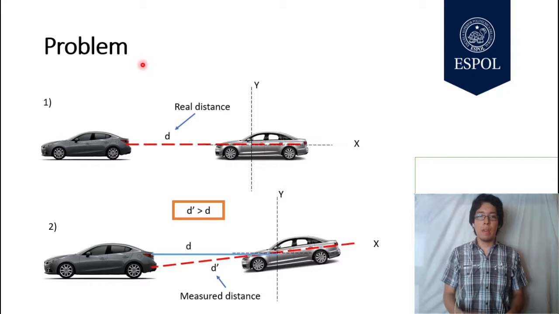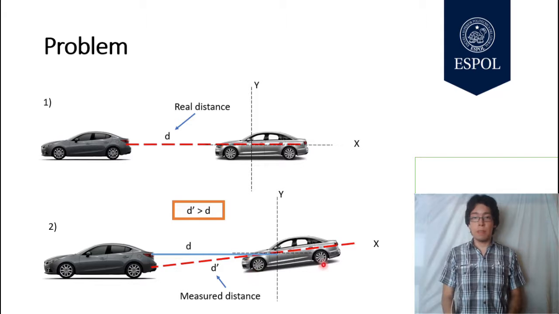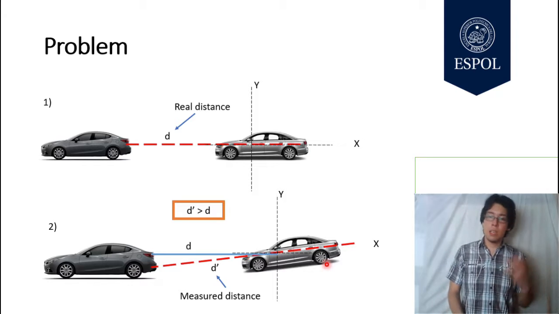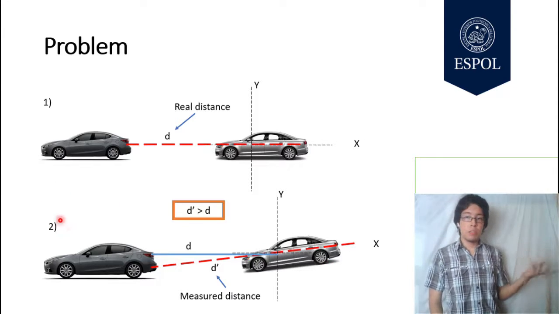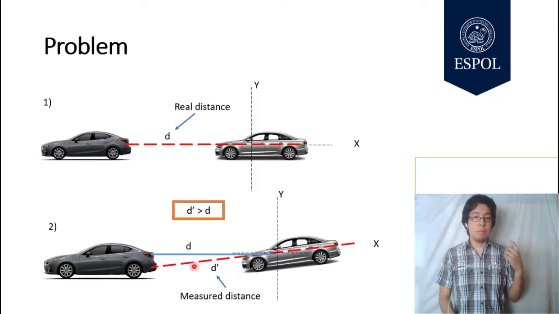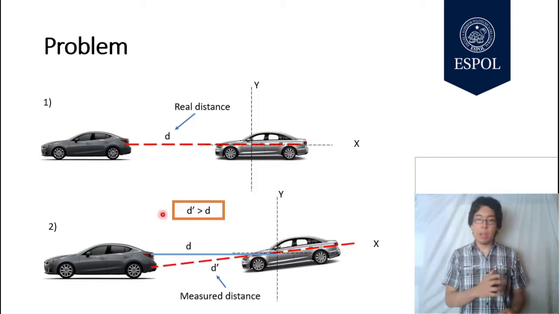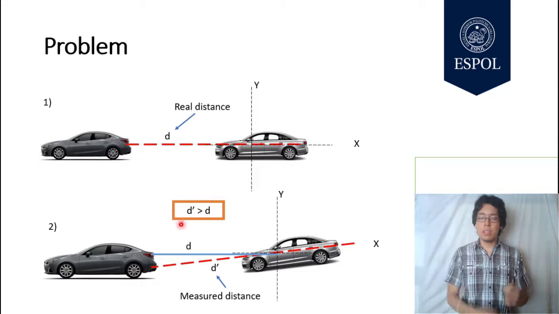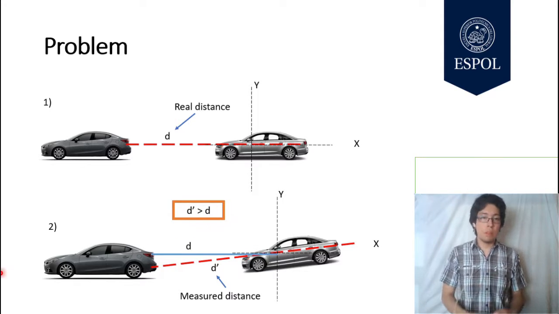The vehicle can have some inclination, causing the measured distance to be incorrect. As it is observed in the second illustration, d is the real distance, but d prime is the measured one. So d prime is greater than d. That's the problem that we need to solve.